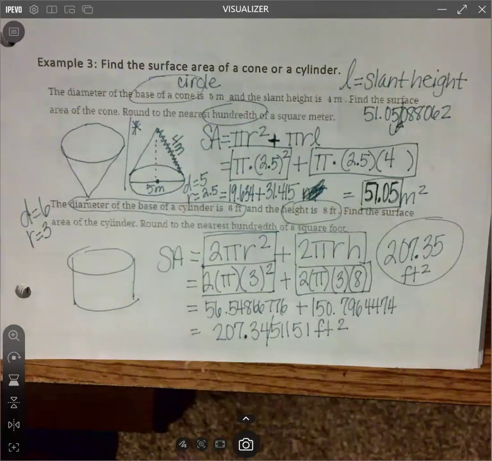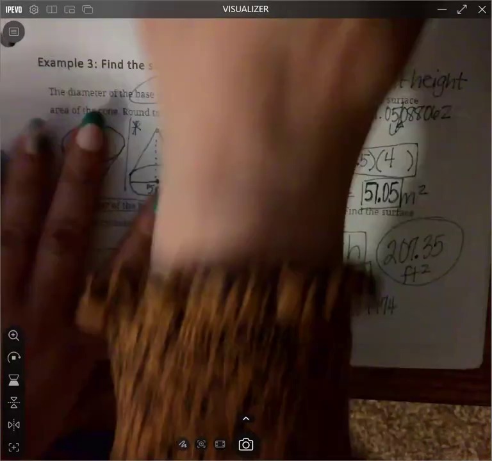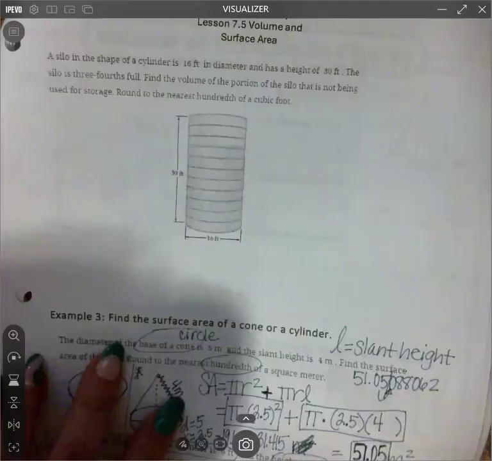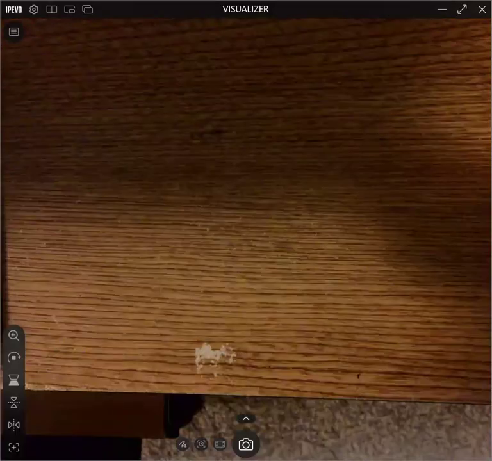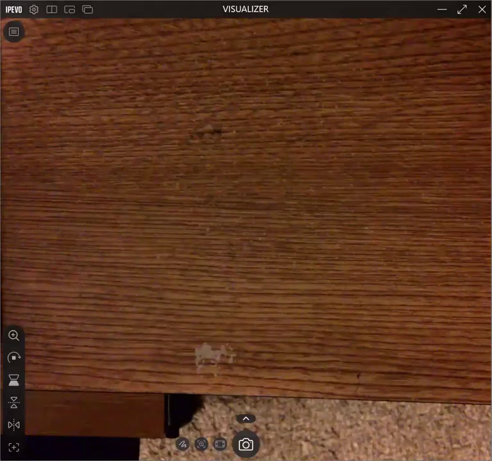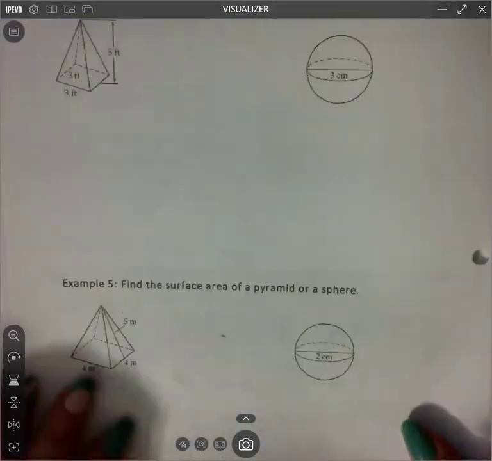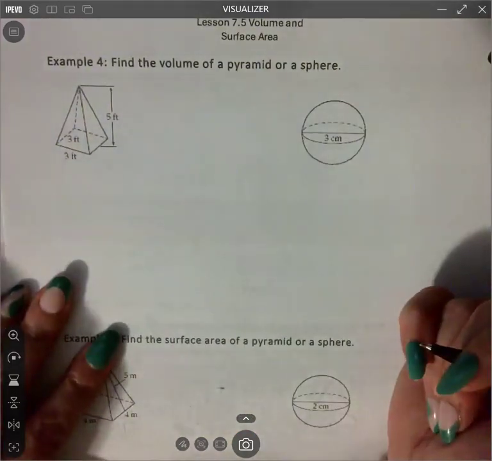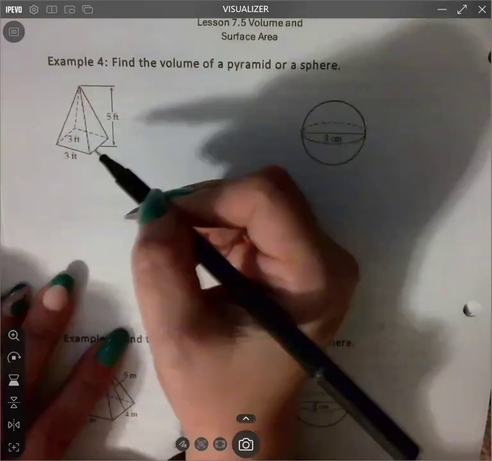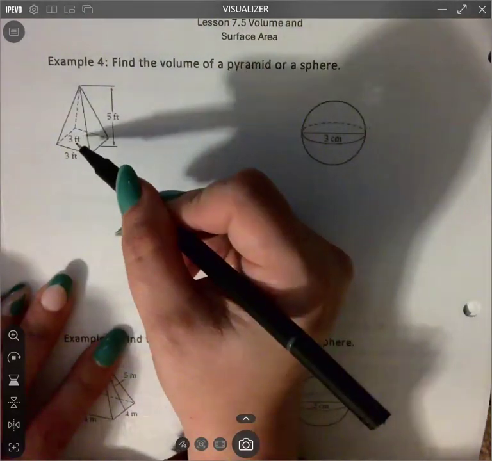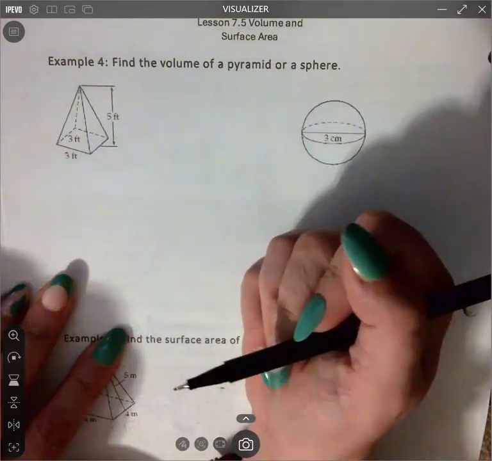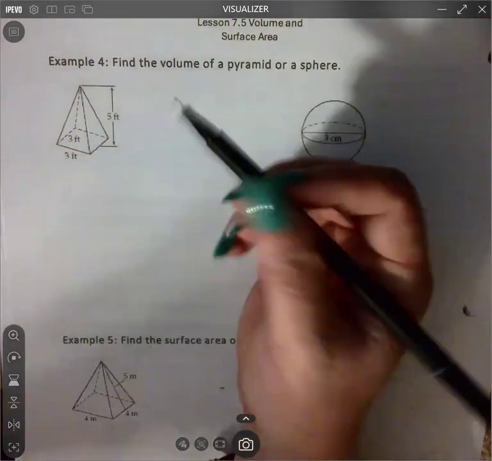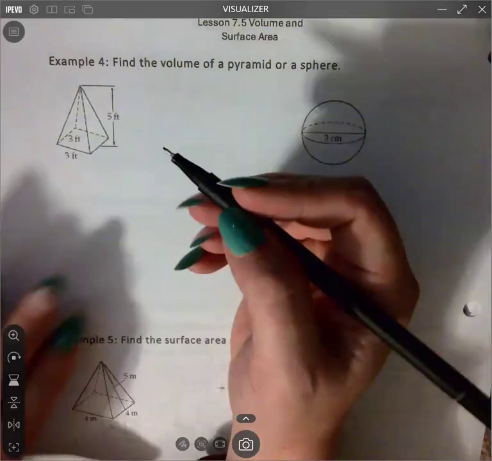Our last examples are going to be finding volume and surface area of a pyramid or a sphere. So we're just kind of doing different examples throughout here. There are, again, extras in the extra practice with other formulas that you should take some time and practice with. This is a square pyramid. Notice that the sides are 3 and 3. That means that the length and width are the same. Our height is 5 feet.